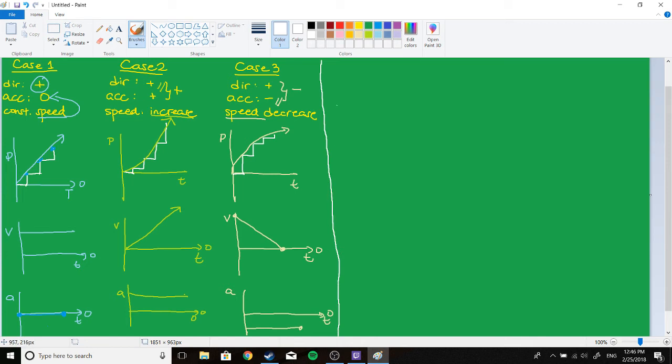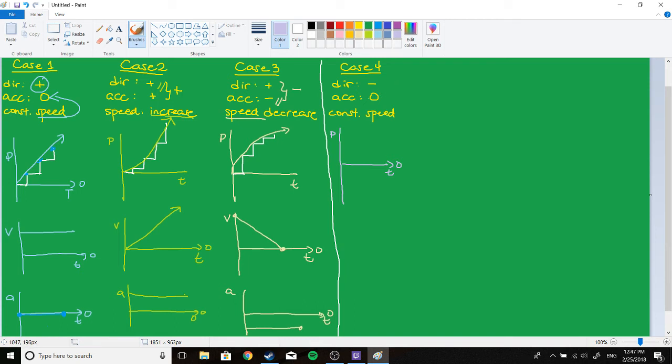But how about if they're moving in a negative direction? How would they look like? So let's start. Same thing, but direction meaning negative. Acceleration is 0. So that means you're moving at a constant speed. Okay? So how would this look like? Well, using a different color, position versus time, and that's 0.